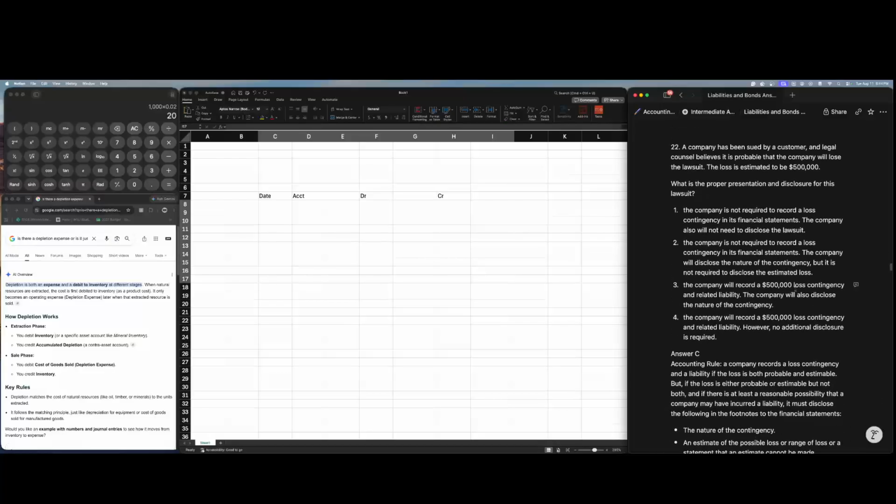A company is being sued by a customer and legal counsel believes it's probable the company will lose the lawsuit. The loss is estimated at $500,000. What is the proper presentation? It's probable as well as estimatable, so they would record the $500,000 loss contingency and related liability and also disclose it.